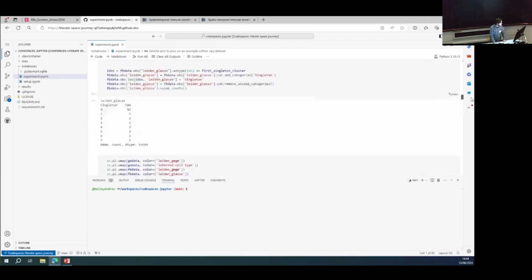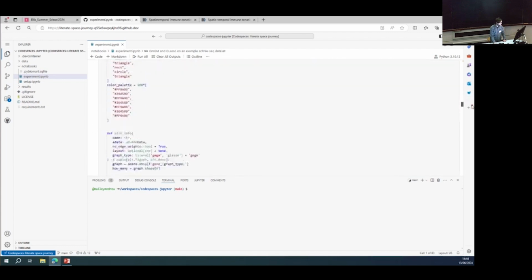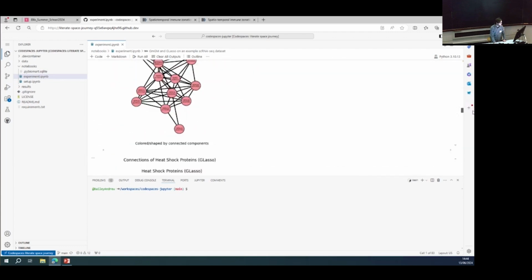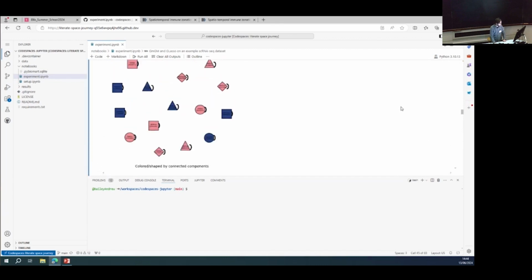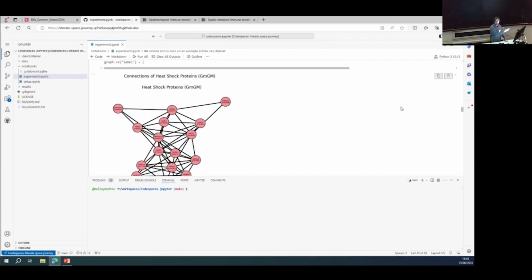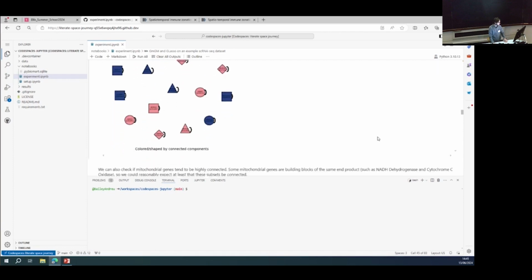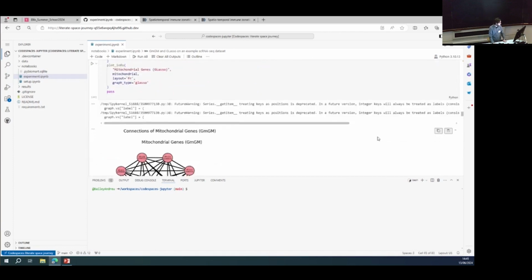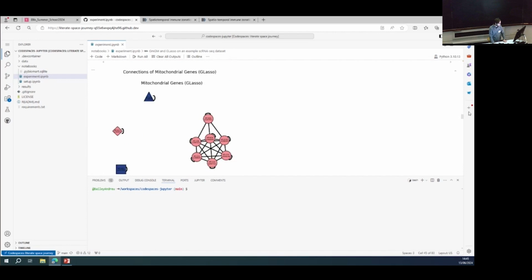Then we look at different ways of validating the results. So looking at the gene graph and seeing how they might be connected in your output graphs, for example, this is a heat shock protein. So you would hope that maybe they're connected because they all seem to be part of a similar class of genes. And you can compare different methods and what they find. And then also looking at the cells.